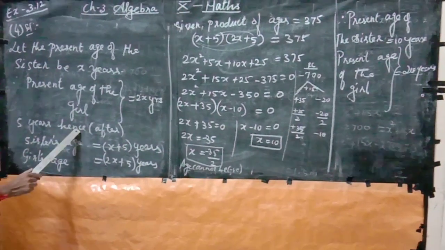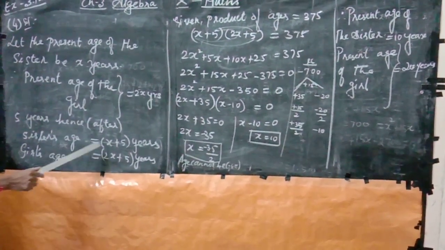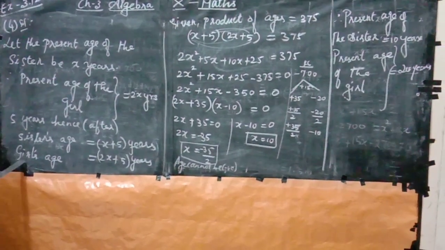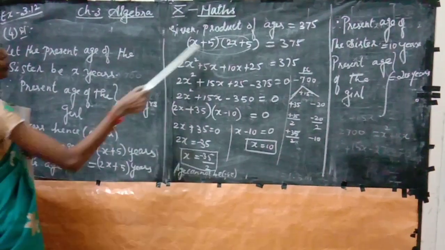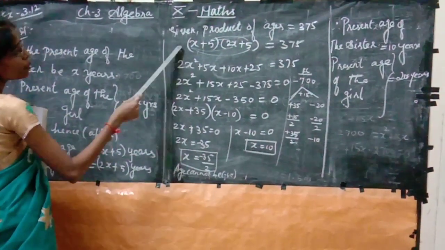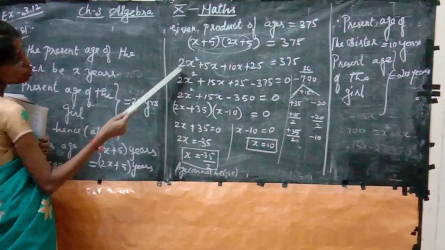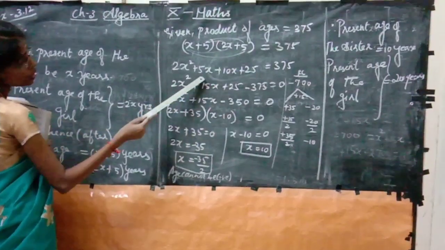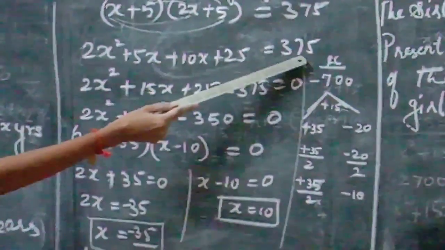5 years hence means after 5 years: the sister's age is x plus 5 years. After 5 years the girl's age is 2x plus 5 years. Given the product of their ages is equal to 375. x plus 5 into 2x plus 5 is equal to 375. x into 2x is 2x square, plus 5 into x is 5x, plus 5 into 2x is 10x, plus 5 into 5 is 25, is equal to 375.